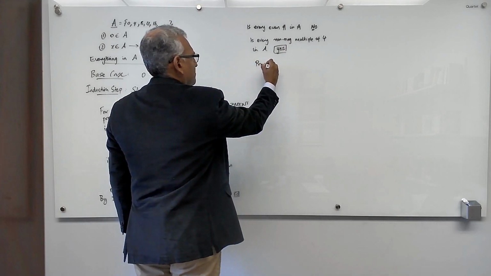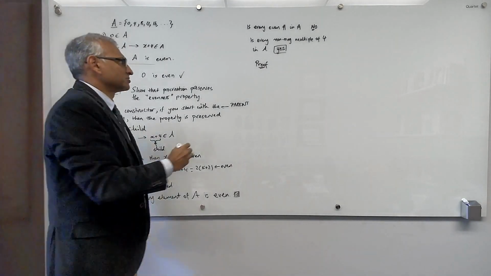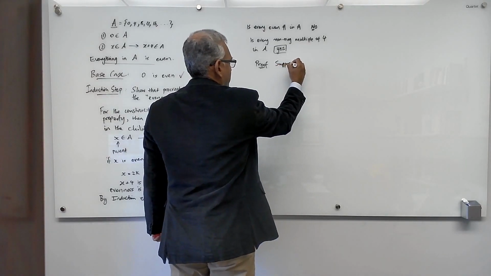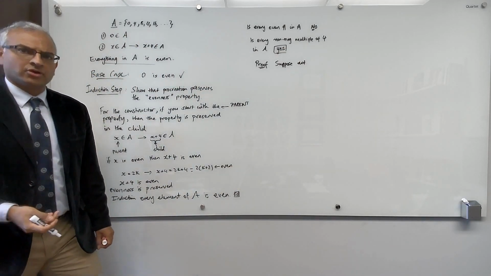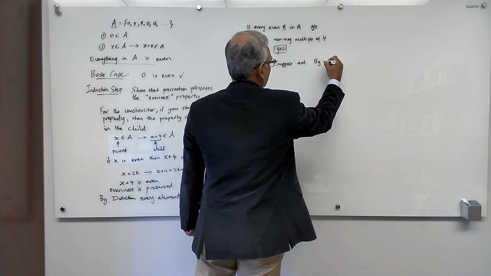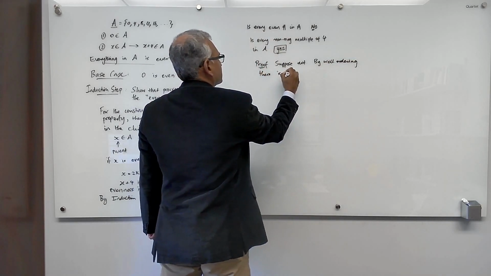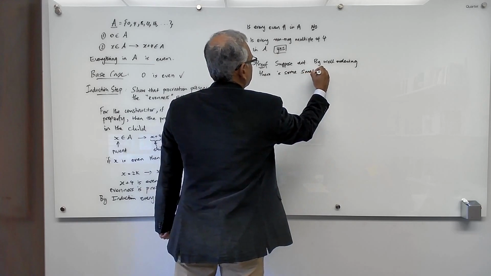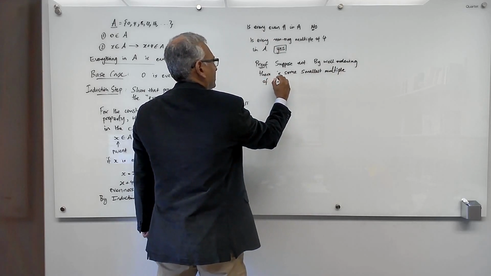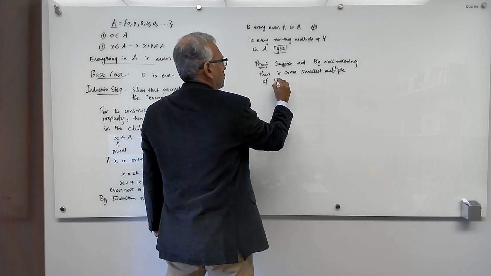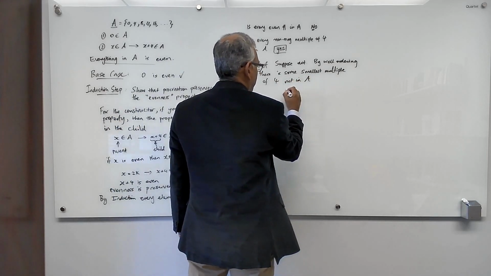And now what's the proof? The proof is by contradiction. So suppose it's not the case. Suppose not. Then by the well-ordering principle, there is some smallest multiple of 4 not in A. Let's call that smallest multiple of 4 x star.